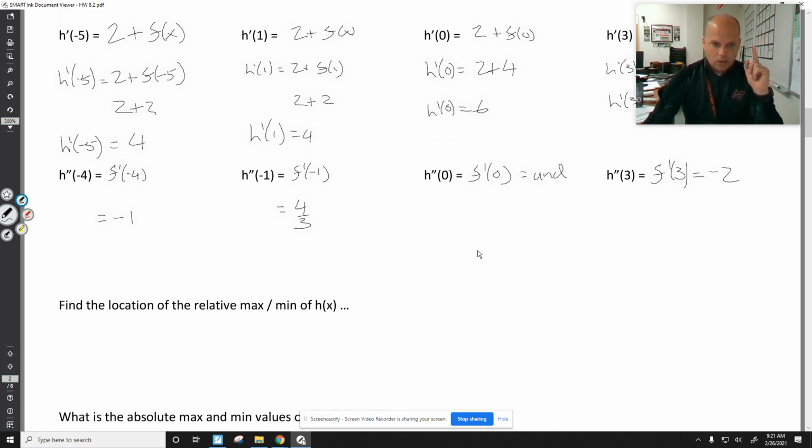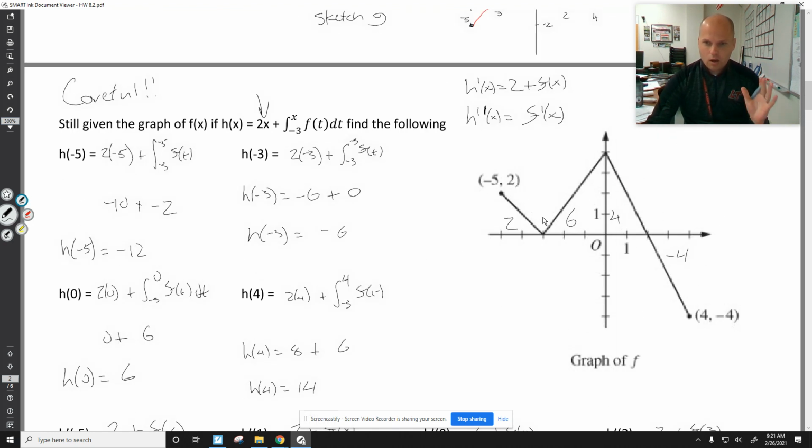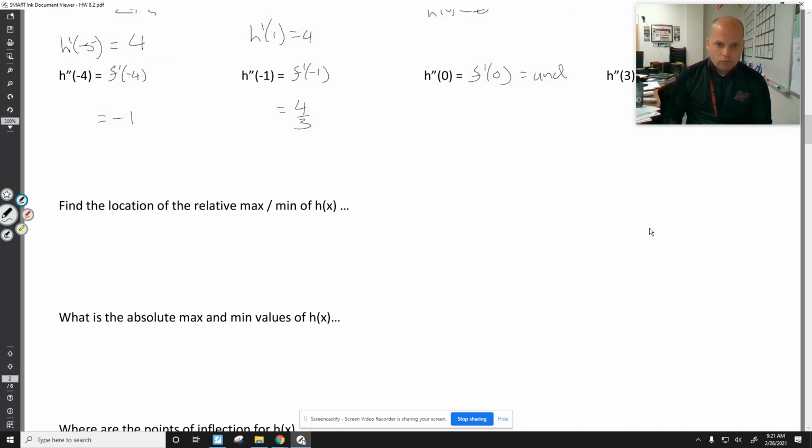Now comes the tricky part: relative maxes and mins. Always in the past, every single time, we just said, oh okay, when do we cross the x-axis? Like at 2, that's going to be my max of f if this was f prime, or at 2 in the previous problem, that was the max of g. This is different. Relative maxes and mins occur when h prime changes sign, when it passes through a 0. Well, h prime is not just f. H prime, we said, is 2 plus f.